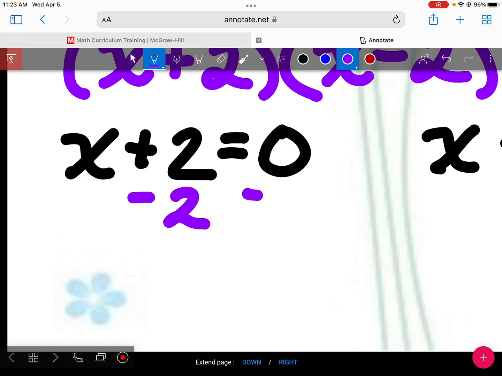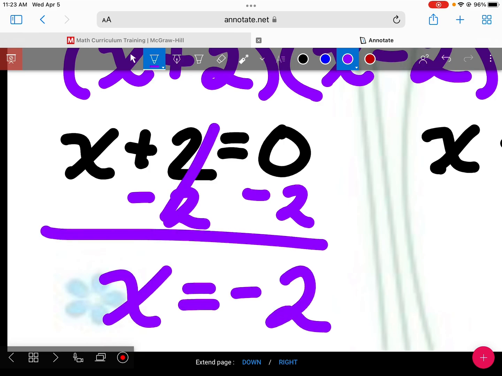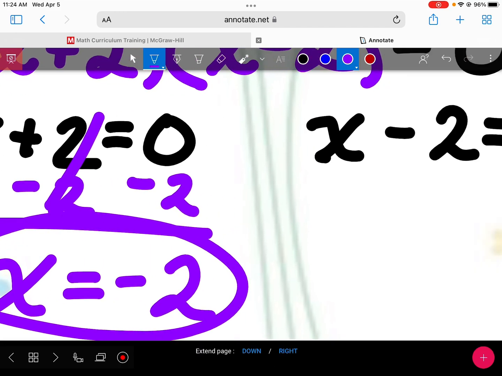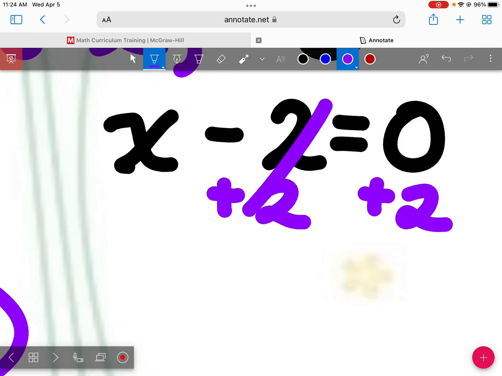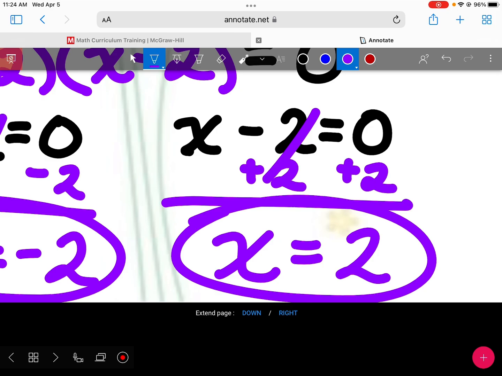Minus 2 on both sides. So I would have x equals negative 2. What would I do to the other equation to solve for x? Add 2 to both sides. So x equals positive 2. How many answers did we get when we solved it by factoring? 2. We got a positive 2 and a negative 2. When we solved it using the other method, we got how many answers? 2, a positive 2 and a negative 2. So either one of those methods is fine for solving this second problem.